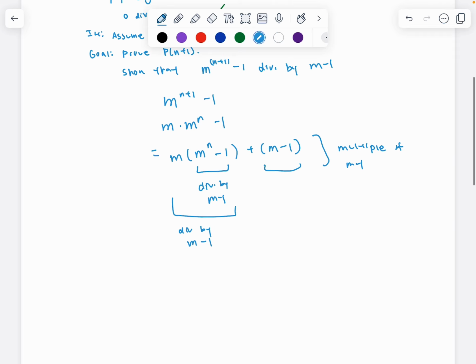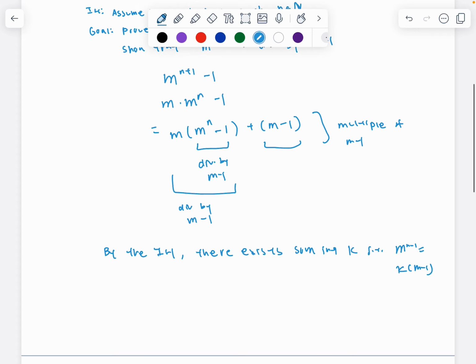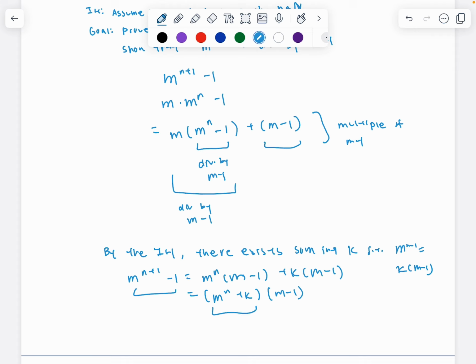So let's write this a little bit more formally, since we just did a bunch of math to try and figure this out. We can write that by the inductive hypothesis, there exists some integer k such that m to the n minus 1 equals k times (m minus 1). So we can then write m to the n plus 1 minus 1 equals m times (m to the n minus 1) plus (m minus 1), which equals (m to the n plus k) times (m minus 1). And so this shows that m to the n plus 1 minus 1 is equal to m minus 1 times the integer m to the n plus k, which means that m minus 1 divides m to the n plus 1 minus 1. And therefore, P of n plus 1 holds, and this completes our inductive step.